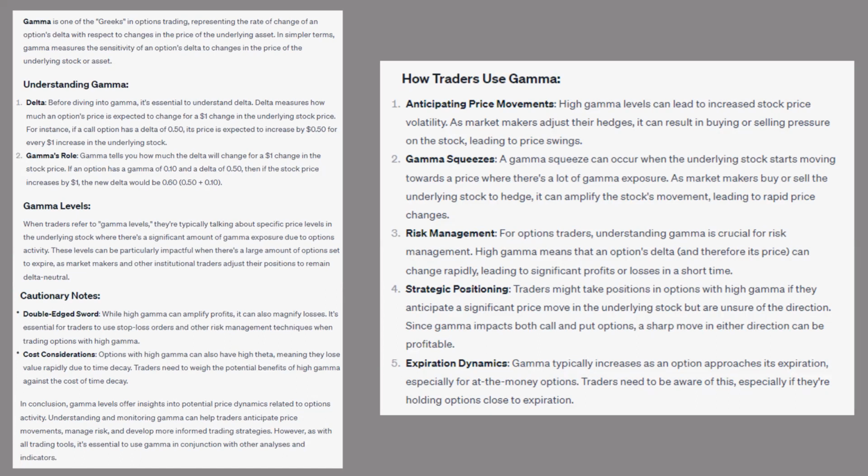You can also use it for strategic positioning by taking positions in options with high gamma if they anticipate a significant price move in the underlying stock but are unsure of the direction. Since gamma impacts both call and put options, a sharp move in either direction can be profitable.